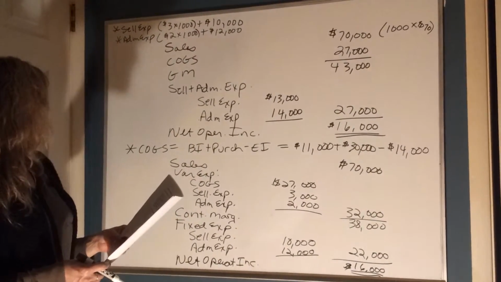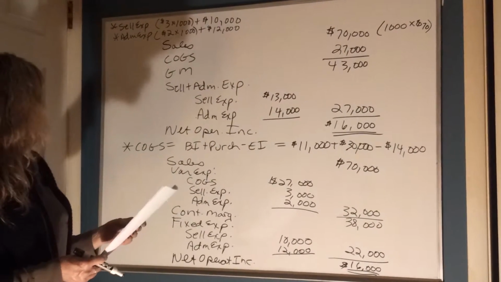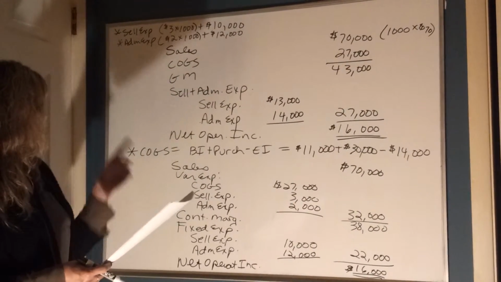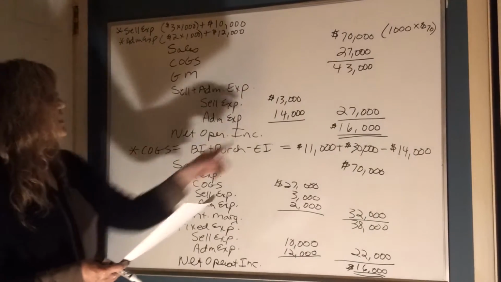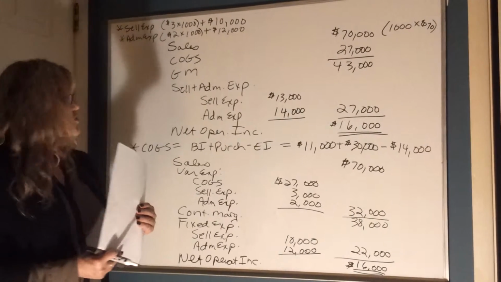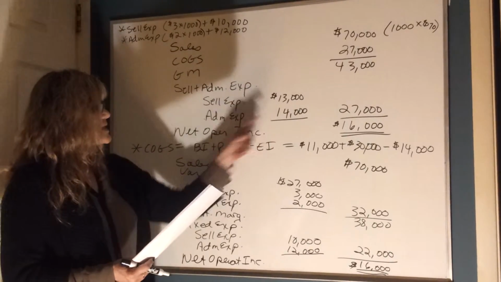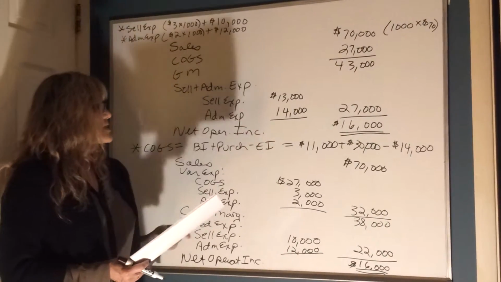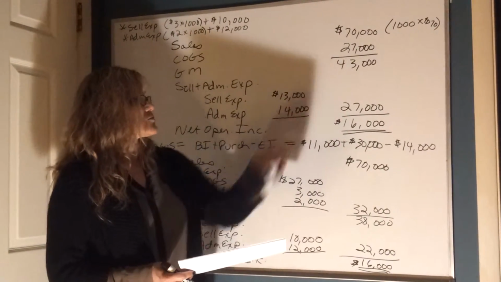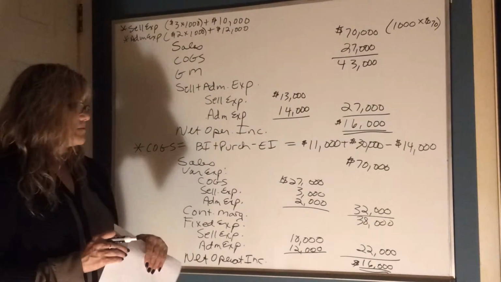Our selling expenses, we have a variable portion and a fixed portion. The variable portion is $3 per unit, so 3 times 1,000. The fixed portion is 10,000. So if we add those together, we get 13,000. Administrative expenses are $2 times 1,000 units plus 12,000 gives us the 14,000. The 13,000 and 14,000 added together is 27,000. The 27,000 subtracted from the 43,000 gives us a net operating income of 16,000.